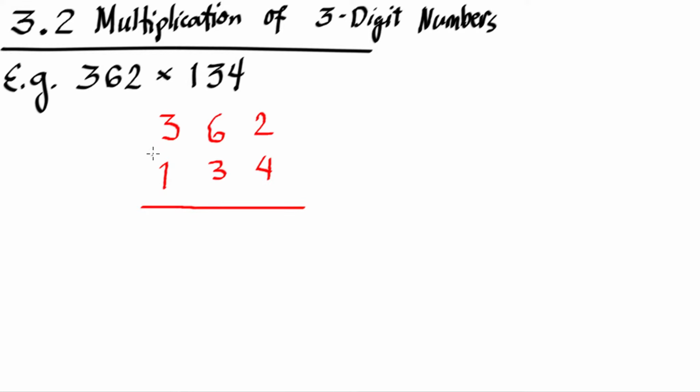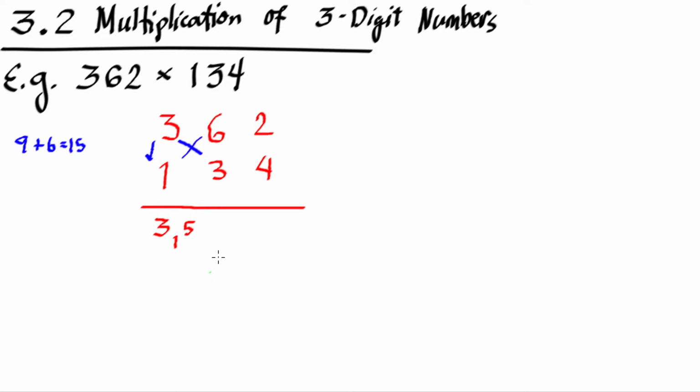So first, vertically, we're going to multiply 3 times 1. So simply multiply them. That's going to give us 3, of course. Next, we're going to have the crosswise method. 3 times 3 plus 6 times 1. So 3 times 3 is 9 plus 6 times 1 is 6. That's going to give us 15. And 15 is going to be written here. We're going to carry the 1 and the 5 will be over here.